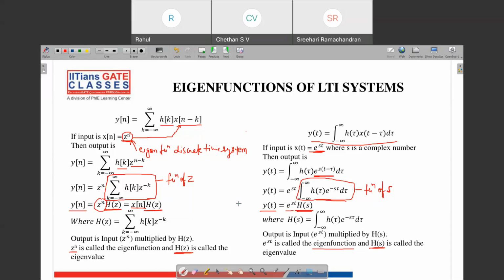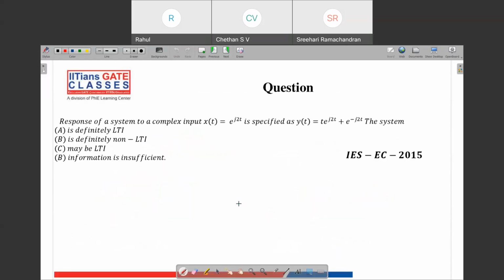Let me go to the next slide. So in one of the IES papers, this problem was asked. A response of a system to a complex input is given as this, and the output is specified as this. So this is the input, and for this input we are getting this output. Now we need to find out whether the system is LTI or not.